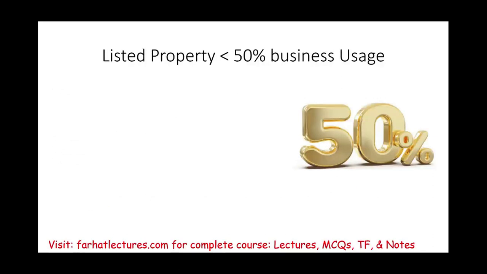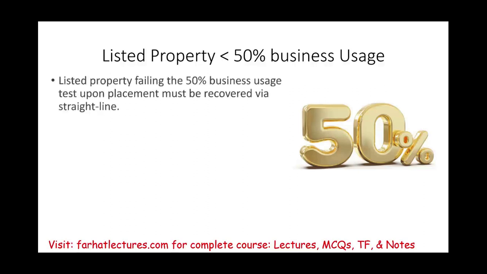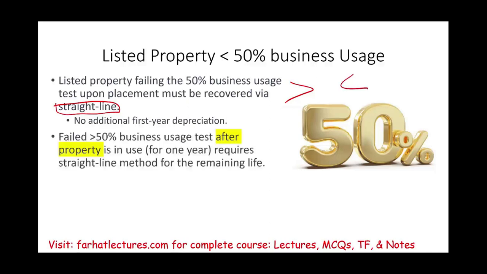Listed property: what happens if listed property drops below or fails the 50% usage test? Listed property failing the 50% test upon placement in service must be recovered using which method? The straight line, with no additional first year depreciation. We already talked about this. What happens if you initially placed the asset in service at more than 50%, and then it dropped to less than 50%? Well, if you fail the greater than 50% test after the property is in use, you go back to the straight line for the remaining life of the asset from that point.